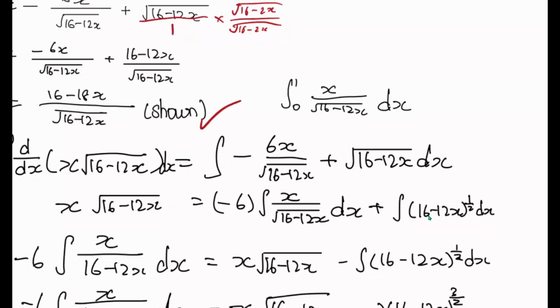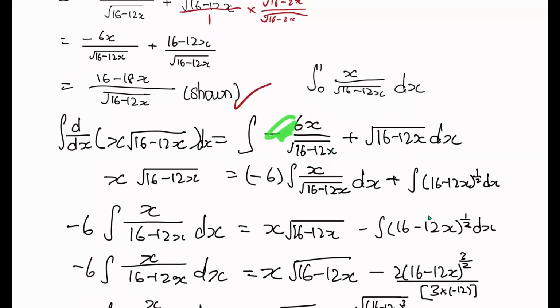When you integrate this guy, you can factor out the negative 6, right? Factor out the negative 6, then you get negative 6 times integral of x over square root something, dx, plus integral of the other guy, dx. Good. Then from there, integral and dx cancel away, you're left with x times square root. Then you have to continue.